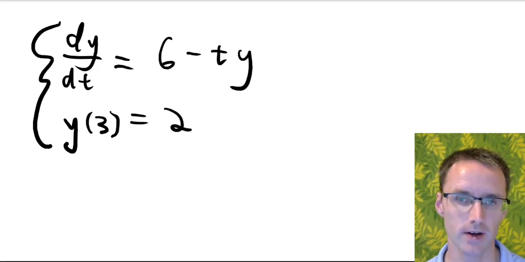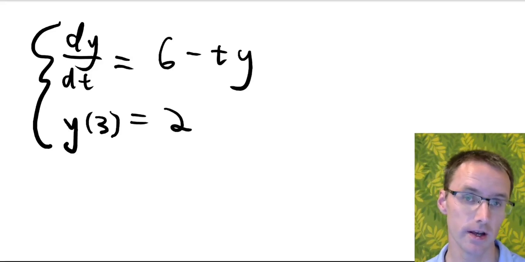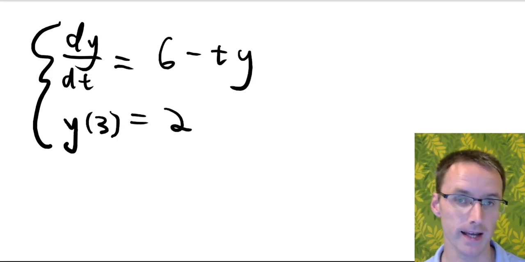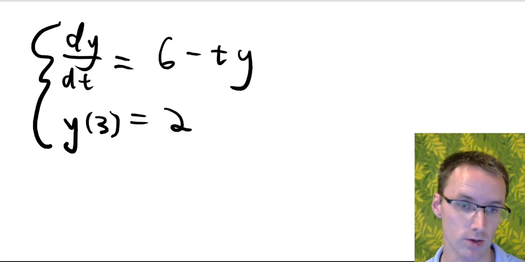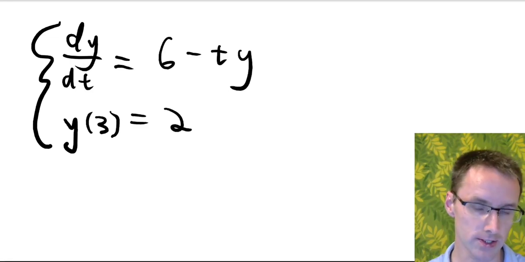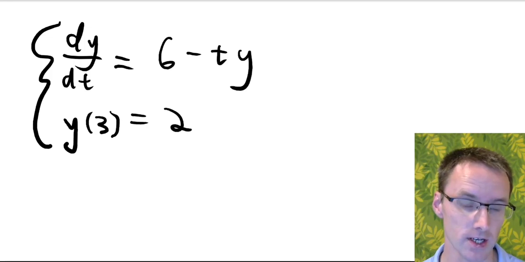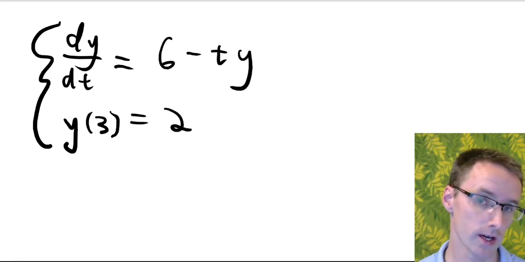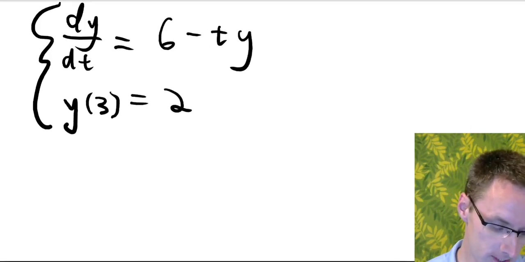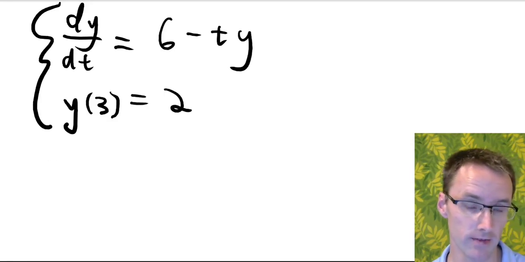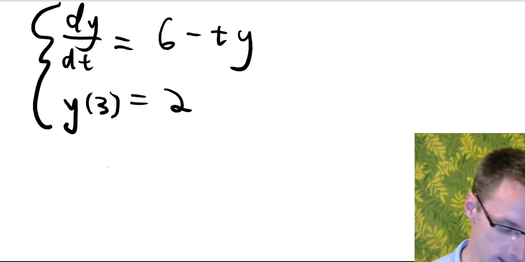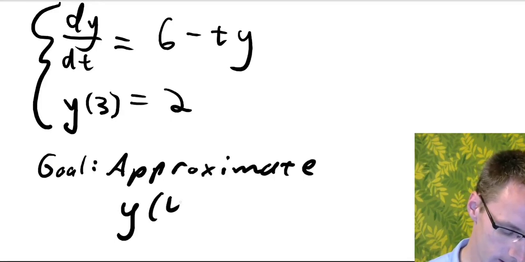Now it turns out that because this equation is linear, it can be solved, for example, by the method of integrating factors that you might see in a differential equations course. However, the result has a kind of non-standard or non-trivial integral in it that can't be expressed in terms of simpler functions. So we'll try to solve this with a numerical method. In particular, let's try to approximate the value of this at one value in time. So our goal will be to approximate y at time 4.